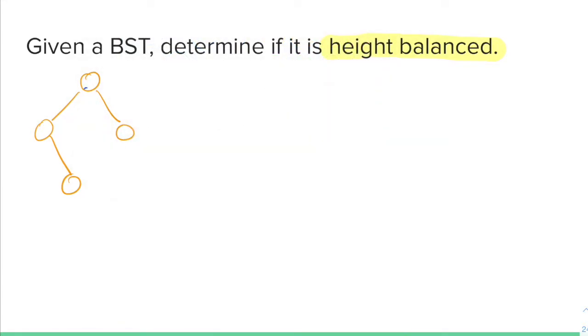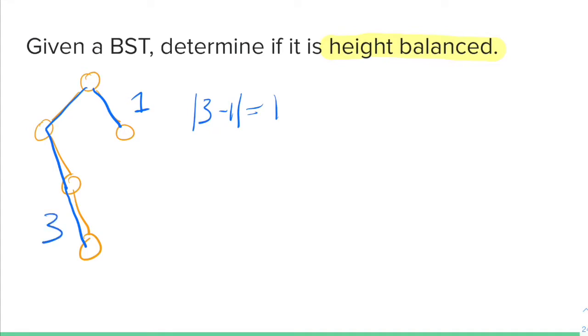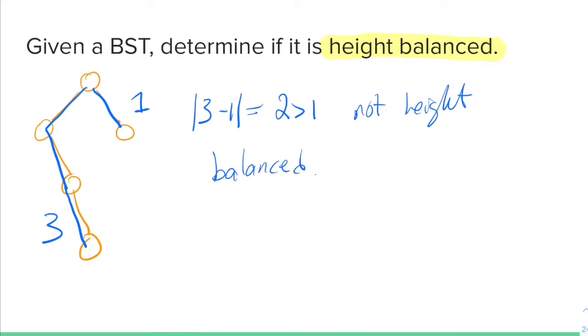So for example, here, that's one path from a root to a leaf. It has height 2. This is another path from a root to a leaf. It has height 1. The absolute value of 2 minus 1 is 1. And we're going to use absolute values here because we only really care about the relative distances. Let's say we had this situation. Well, then one path from the root to a leaf has height 3, and one path has height 1. 3 minus 1 equals 2, which is greater than 1, so it's not height balanced. And so with the definition of height balanced, we're ready to start the problem.